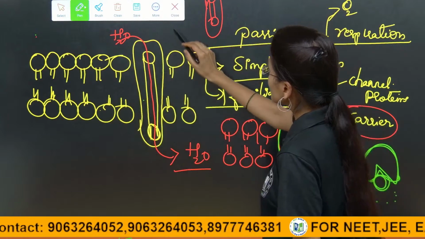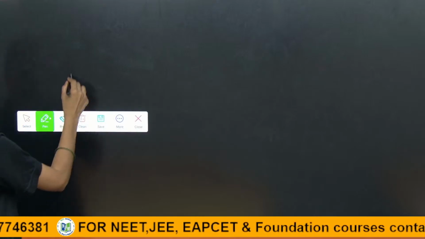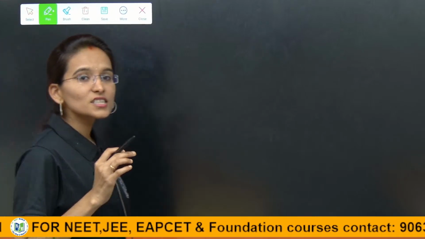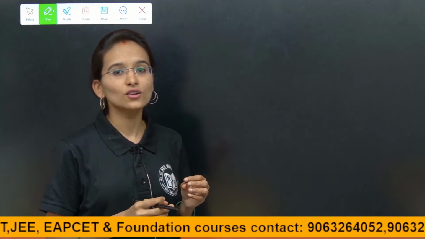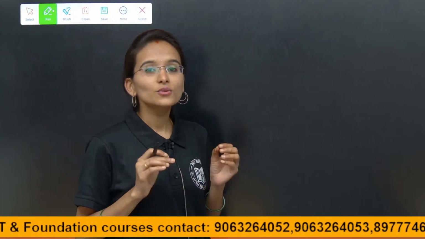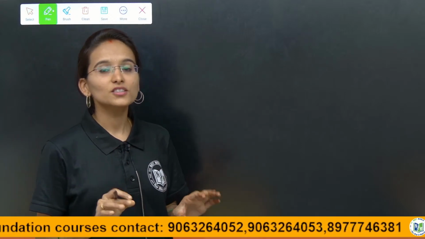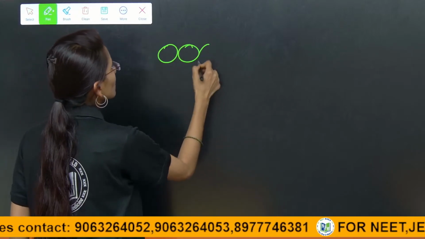Now we will see about active transport. In active transport you need to supply energy in the form of ATP. Some energy is required to move the charged ions or molecules from the outer cell environment to the inner cell environment. You need to give some energy to transport those.